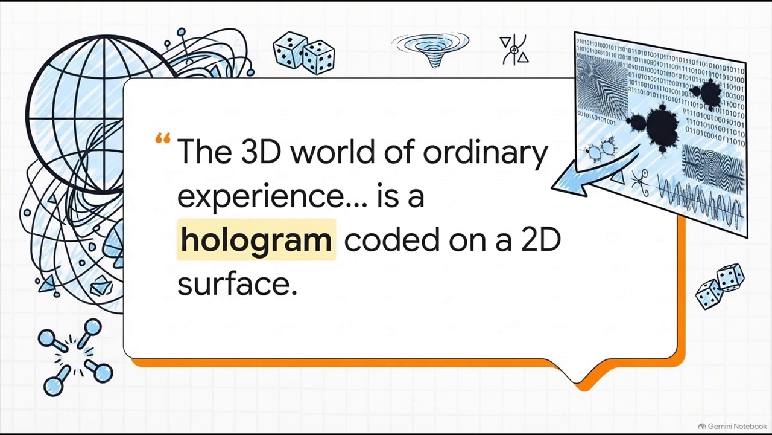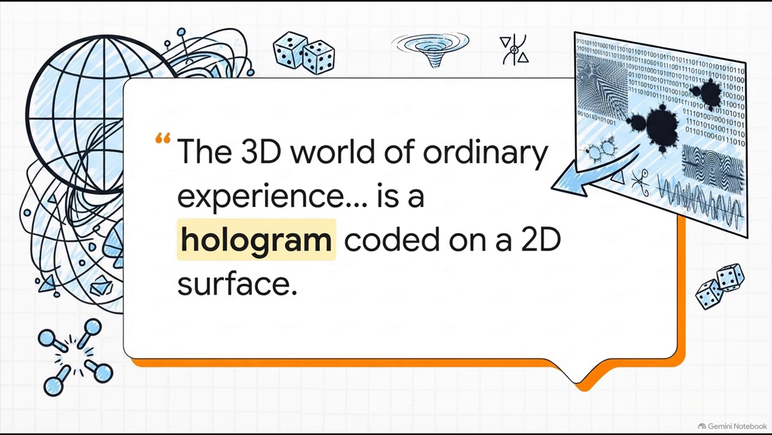So what is the ultimate takeaway from all this theoretical heavy lifting? Leonard Susskind put it perfectly. The three-dimensional world of ordinary experience is a hologram, an image of reality coded on a distant two-dimensional surface. If this holds true, and decades of math like ADS/CFT strongly indicate that it does, the space, volume, and gravity we experience every single day might just be an illusion.